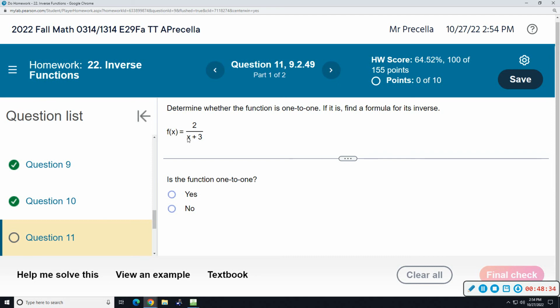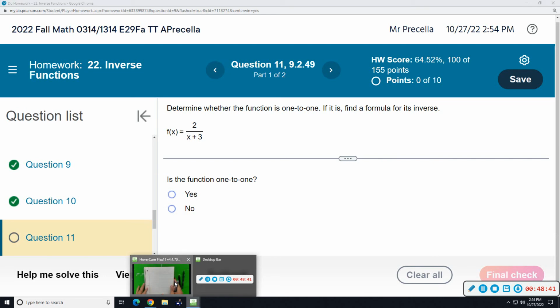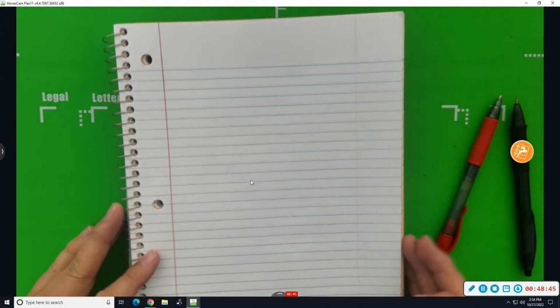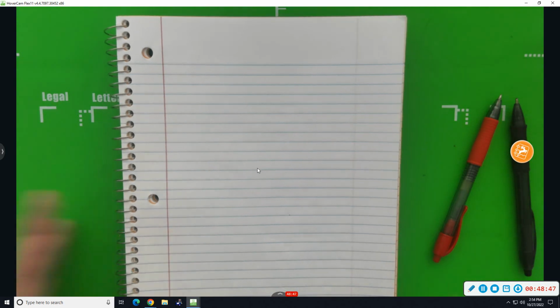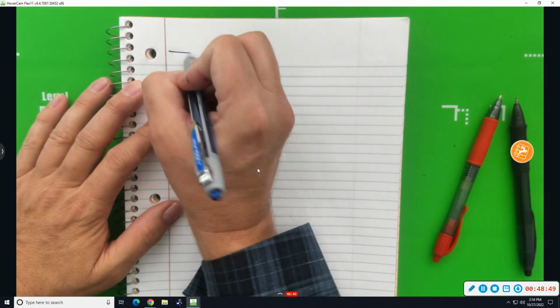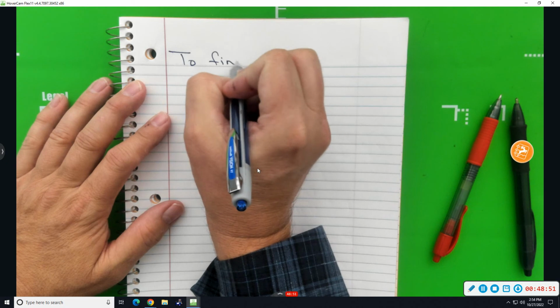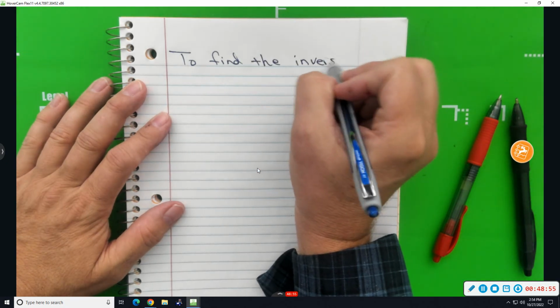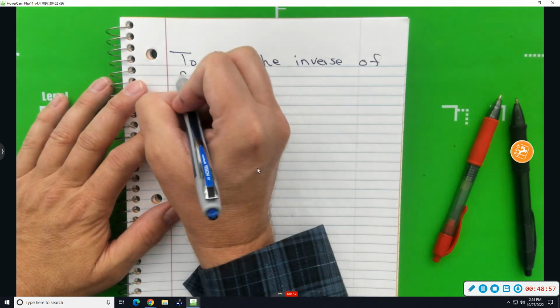If it is one-to-one, they want us to find a formula for the inverse. So, switch back, I need to write out some steps. And these steps are very logical, and they're pretty short. It's not like the cut point method or completing the square. To find the inverse of a one-to-one function.